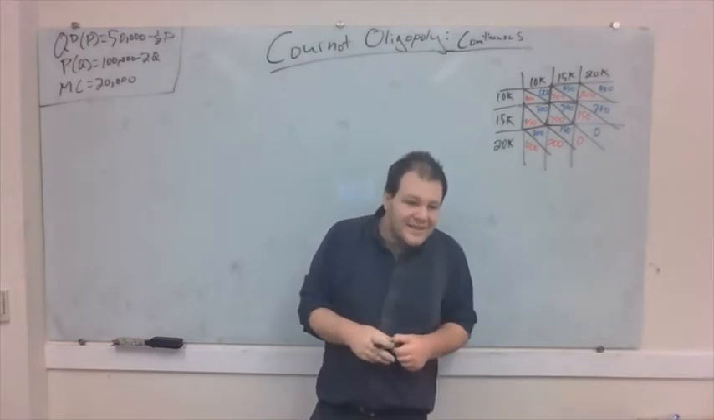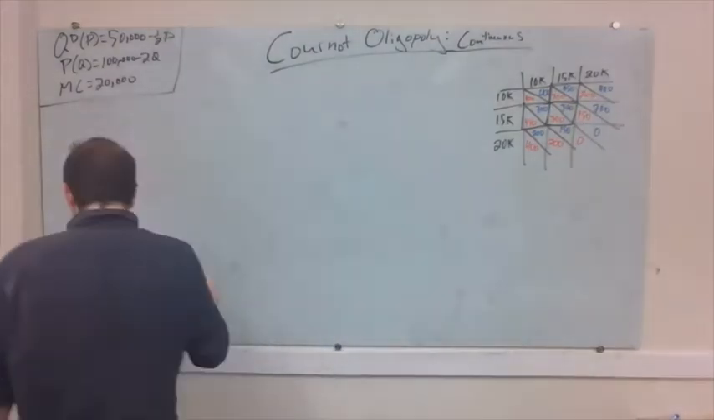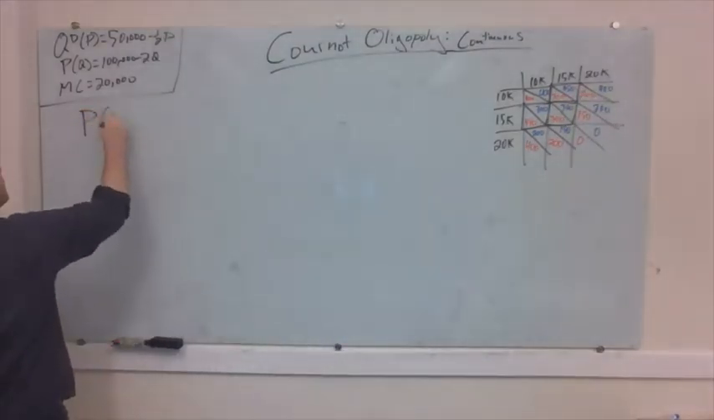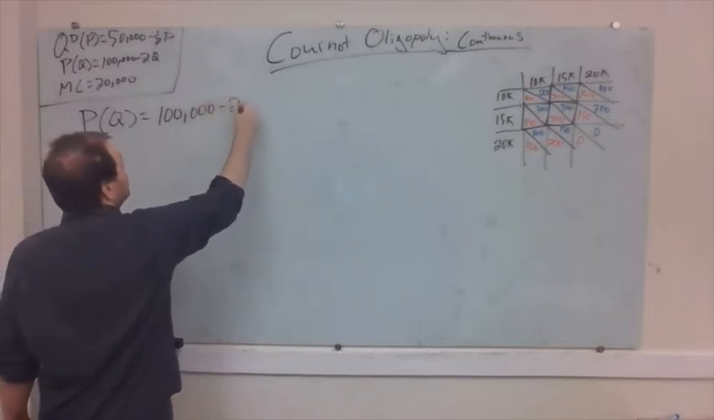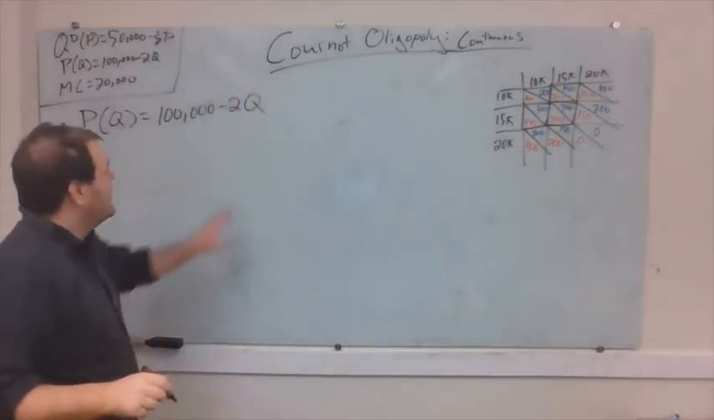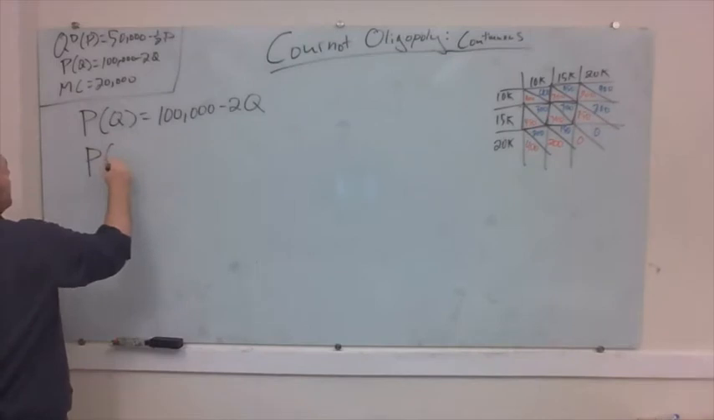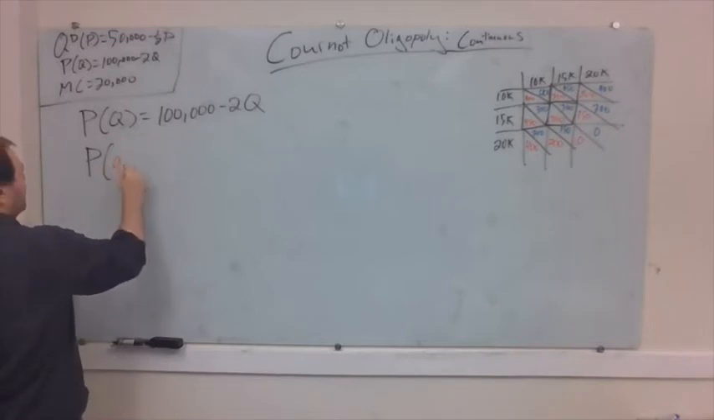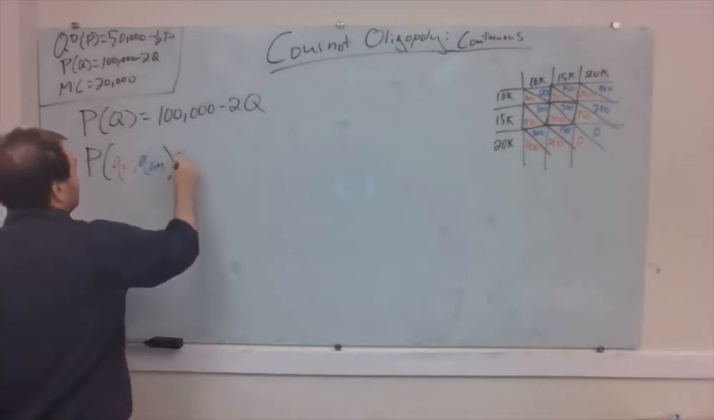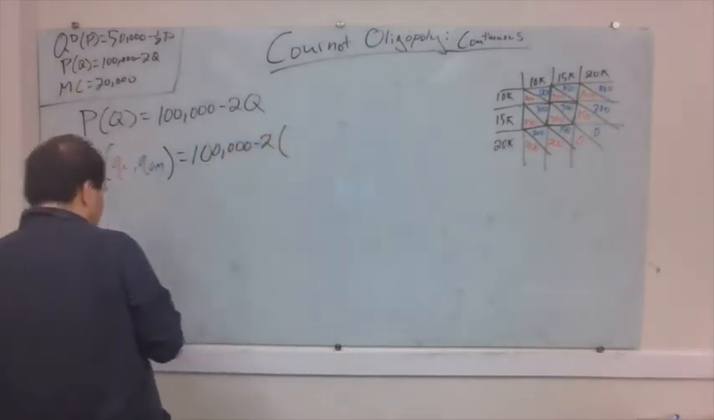So to do this, let's think about the price of output as a function of each of the 2 firms' choices. So we know that the price is going to equal 100,000 minus 2 times Q. But we know that big Q is just the output produced by Ford plus the output produced by General Motors. So I'll say P of QF and QGM is going to equal 100,000 minus 2 times (QF plus QGM).